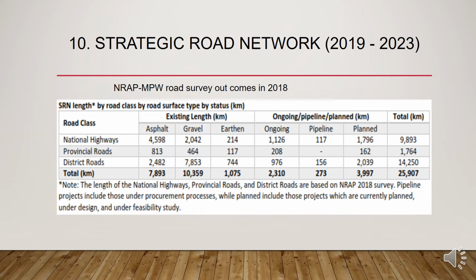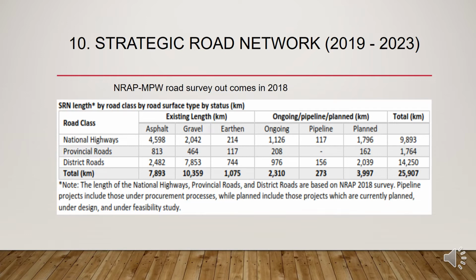Strategic Road Networks 2019-2023. Based on the survey conducted by NREP MPW in 2018, the Ministry of Public Works prepared a strategic plan for road constructions in the country, which was for 5 years. By the end of 2023, the Ministry of Public Works was supposed to construct 25,907 kilometers of roads.